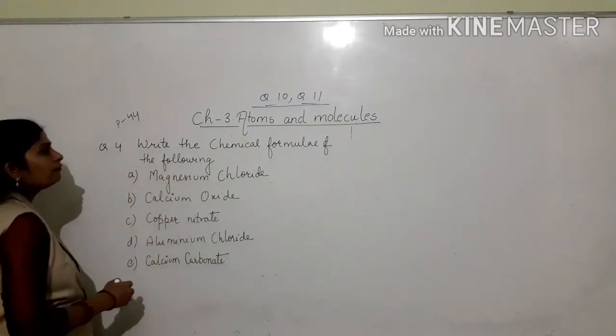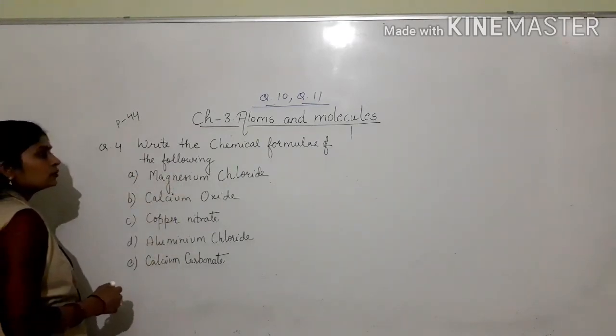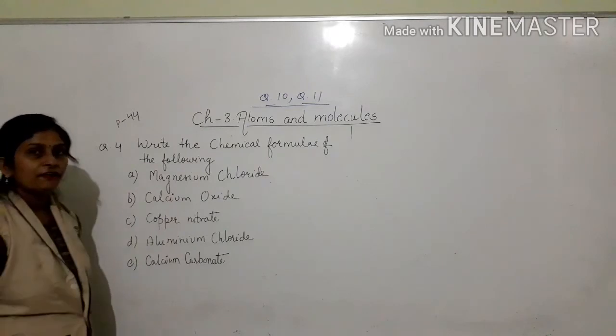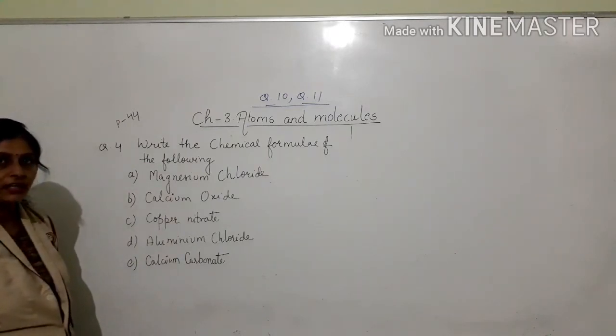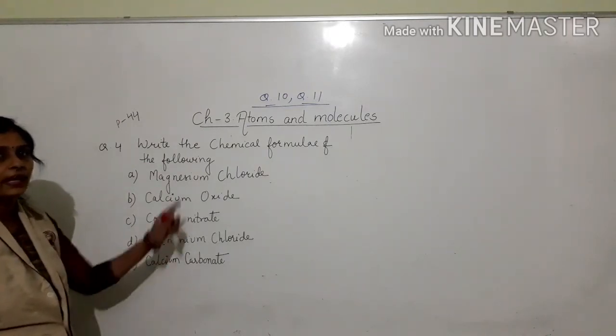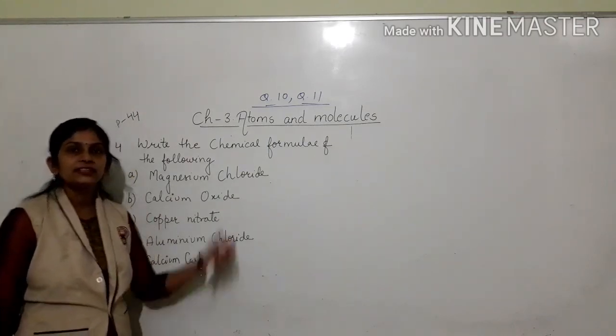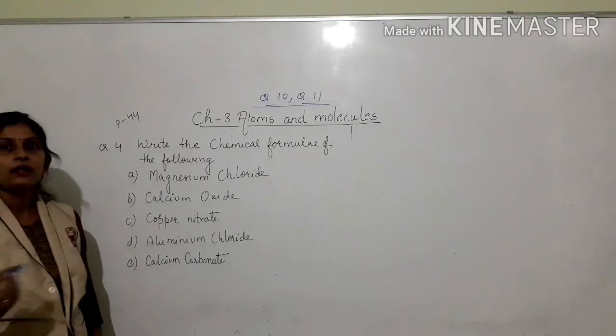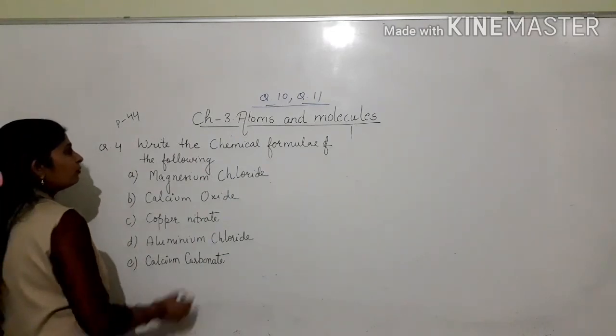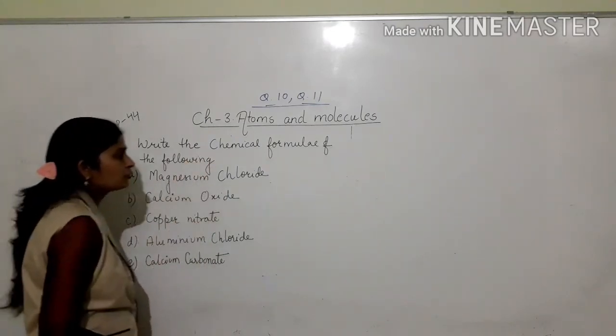Okay, now question number 4. Write the chemical formulae of the following. So different substances or compounds are given. We have to derive their chemical formulae, which I told you already. So this is a kind of revision which we are doing. First of all, we have to derive the chemical formula of magnesium chloride.